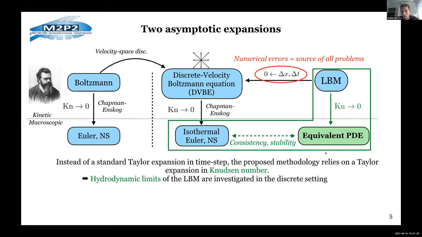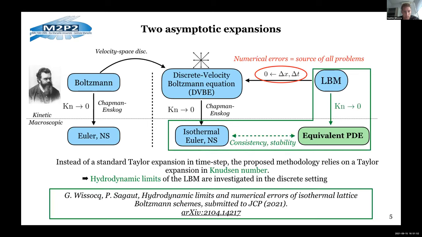So we remain in the discrete setting. And then by comparing our equivalent partial differential equations with our targets, which are the isothermal Euler and Navier-Stokes equations, we can see explicitly the consistency of our model with these equations and the numerical errors, so that we can focus on the stability of the equations.